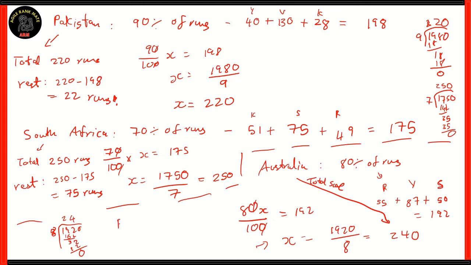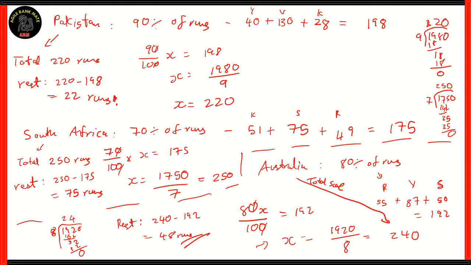Now that means the rest of the team contributed a total of 48 runs. So now that we know the scores against Pakistan, South Africa, and Australia, let's look at the contribution of each of the players.